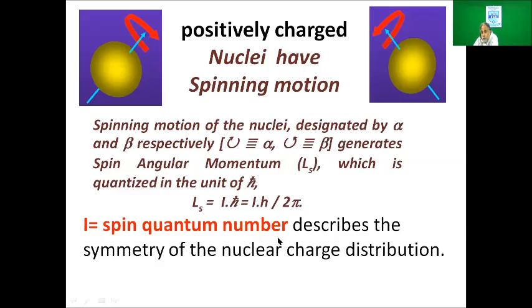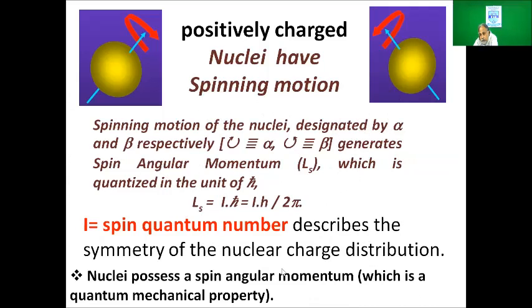I'm sure all of you are very familiar with the four quantum numbers of electrons: the principal quantum number N, azimuthal quantum number L, magnetic quantum number M, and the spin quantum number S. Like the spin quantum number of the electrons, the nuclei also have the spin quantum number I, and this basically describes the symmetry of the nuclear charge distribution. In a nutshell, we can say the nuclei, which are positively charged, possess a spin angular momentum, and this spin angular momentum is basically a quantum mechanical property.